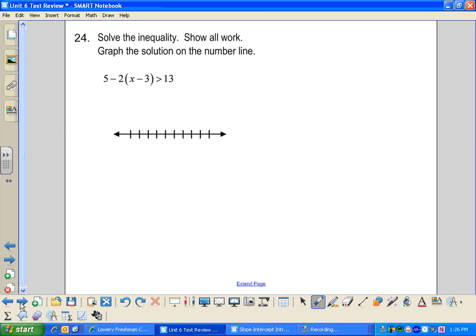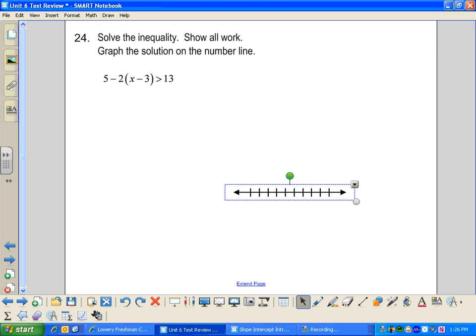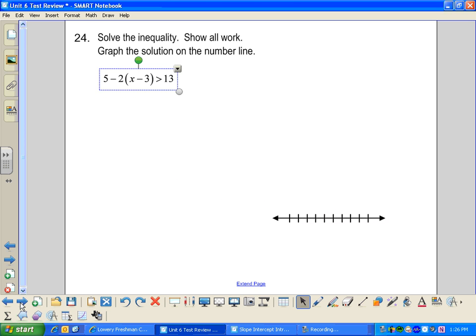Last one. Solve the inequality. Oh, I love inequalities. You do basically the same thing as when you're solving equations. There's just one exciting thing that you've got to consider. So let's go ahead and solve this.